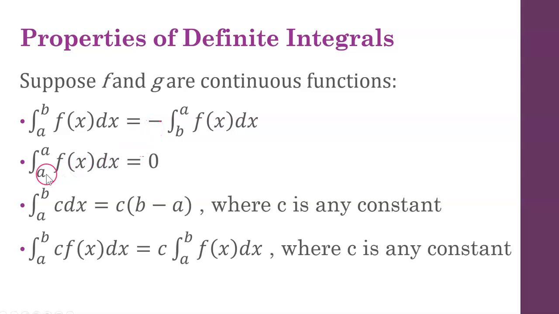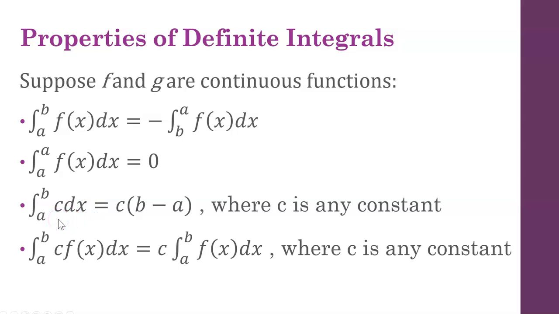Right? So the next property says if I have an integral from a to a, that is going to be 0. And hopefully, once again, that makes sense. If I'm going from a to a, I basically don't have any width to my rectangles, and the area that I add up is going to be 0.